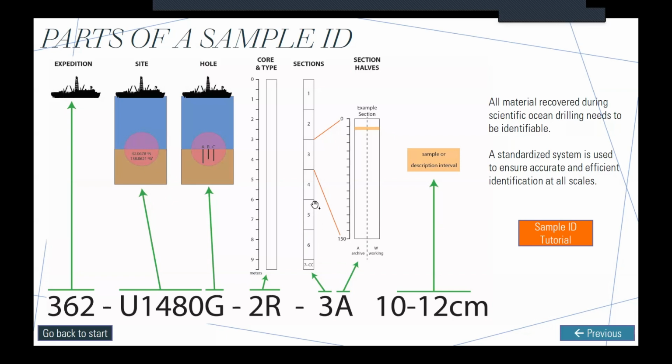When we cut a core on the catwalk, we cut it into 1.5 meter long sections. Those sections are then split lengthwise into an archive and a working half. And then the working half is where you generally request your samples from. I'm not going to waste any more time here going into detail. If you were to click on this little box here, it will take you to a YouTube video that will give you a lot more detail, stepping you through this diagram bit by bit.